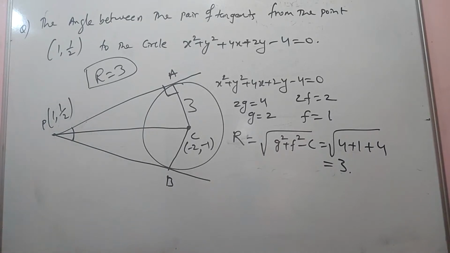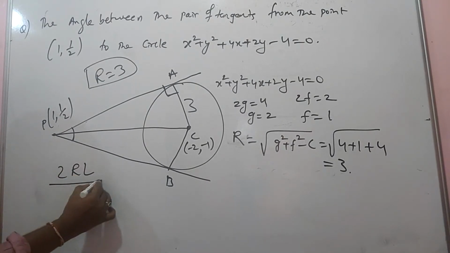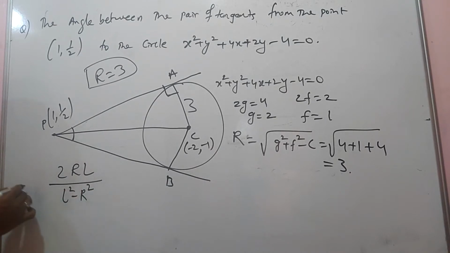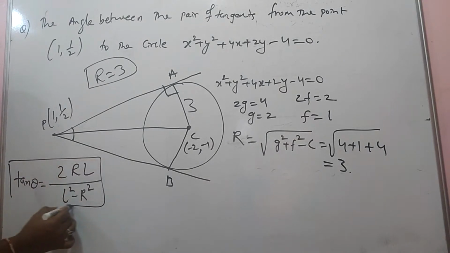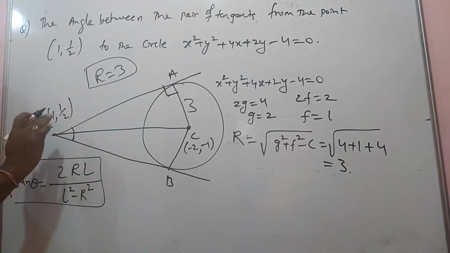Or otherwise, I gave you yesterday a formula, right? You remember the angle between the pair of tangents. What is the formula I gave? Tangent of the angle between the pair of tangents is 2RL upon L square minus R square. You can use this formula also, or you can use the right angle triangle condition, and you can find it.